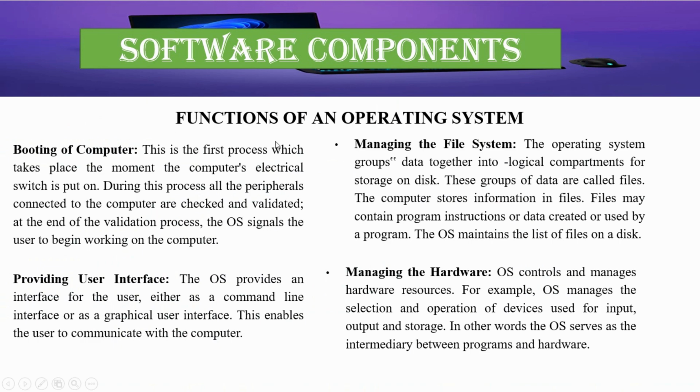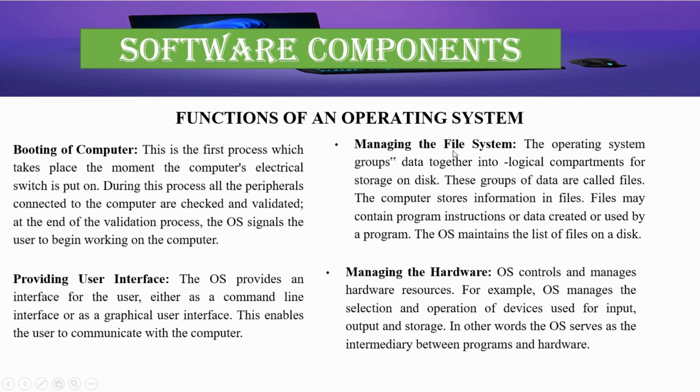Here are the functions of operating systems. One of the functions of an operating system is booting of the computer. This is the first process which takes place the moment the computer's electrical switch is put on. During this process, all the peripherals connected to the computer are checked and validated. At the end of the validation process, the OS signals the user to begin working on the computer.